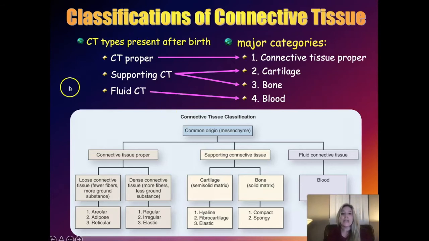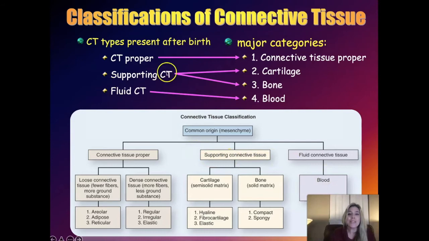Let's break this down into something called connective tissue proper, CT proper. We're going to break it into a category called supporting connective tissue, which we're going to break down further. And we're going to have fluid connective tissue. So after we get our original tissue, during development it breaks into 3 categories: connective tissue proper, supporting connective tissue, and fluid connective tissue. The fluid connective tissue is easy to remember because there's only one type, and that is blood. So blood is a connective tissue.